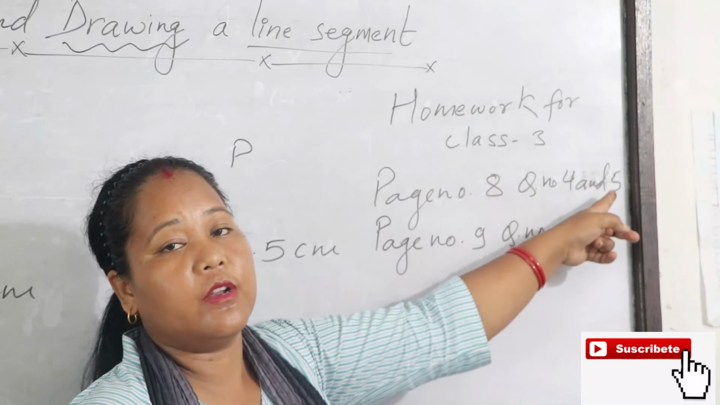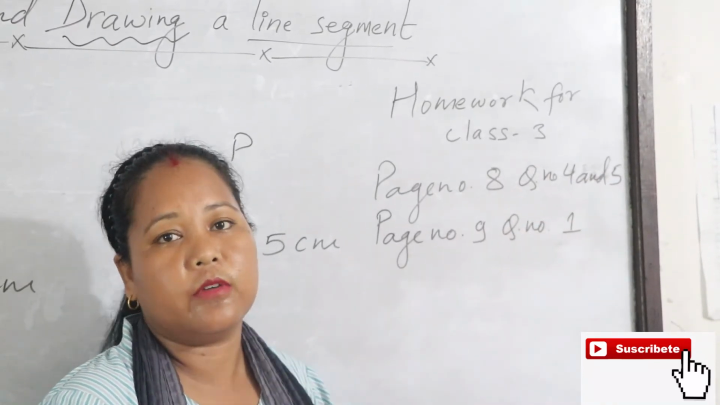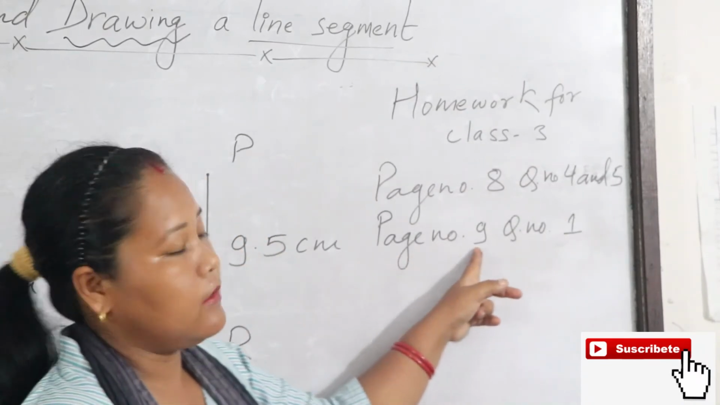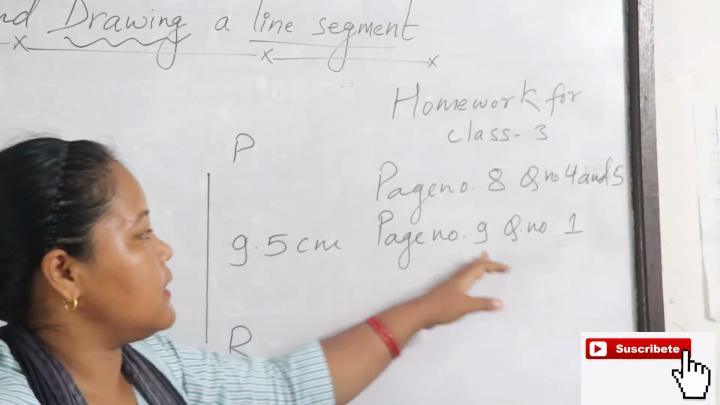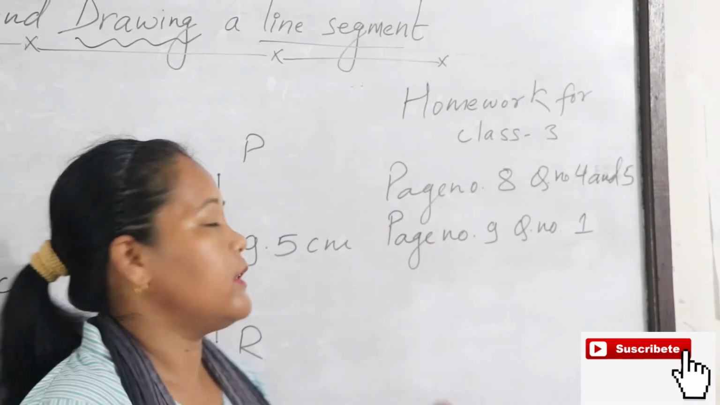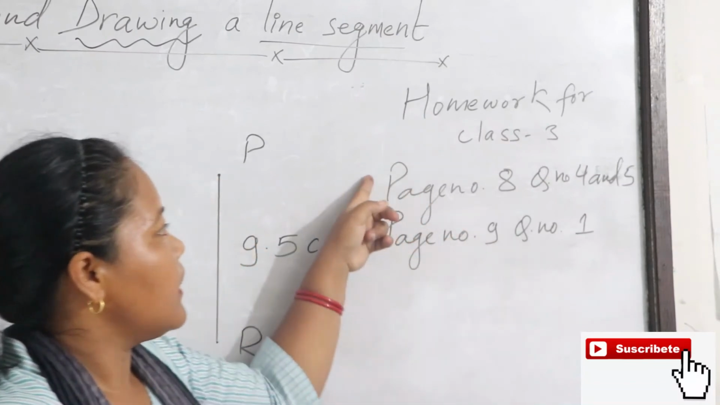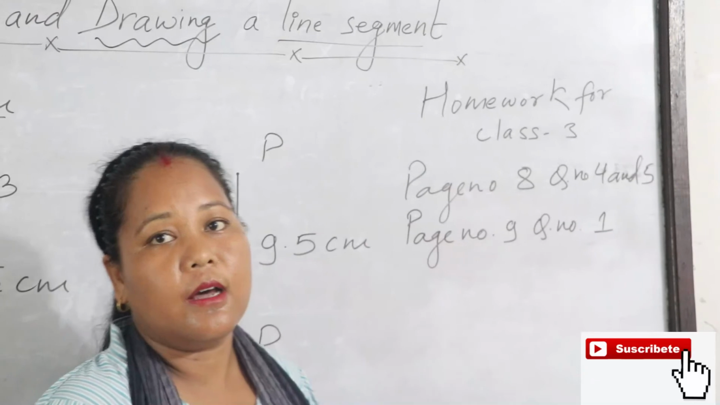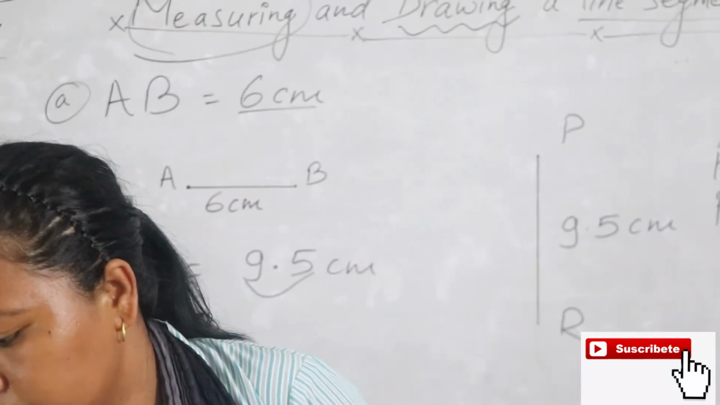In question number 4 and 5, the line segment is given. You have to measure that line segment with the help of a scale. And in page number 9, question number 1, the length is given. You have to draw the line segment by the given length. Here, measuring the length in page number 8 and drawing the line segment in page number 9.